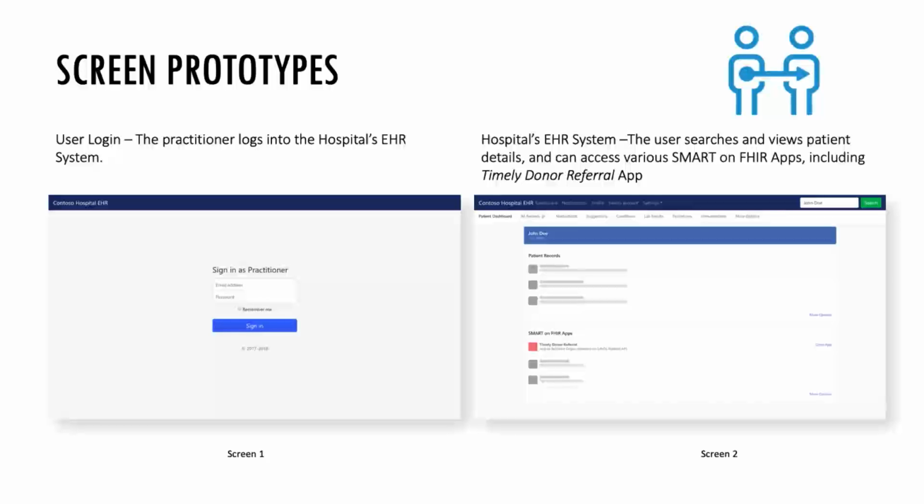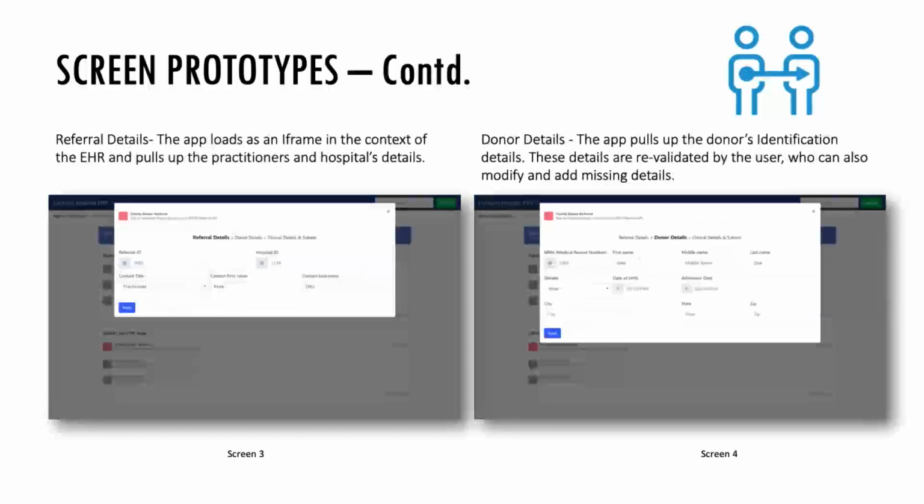Screen 2 allows the practitioner to search for a certain patient that is ready to donate organs, such as John Doe in this example. At this point, the practitioner will be able to select the Timely Donor Referral app as it is integrated seamlessly into the hospital's EHR system as a SMART on FHIR application. In Screen 3, our SMART on FHIR solution opens an iframe in the context of the current patient. This frame will display extraneous information such as the hospital's and practitioner's details.